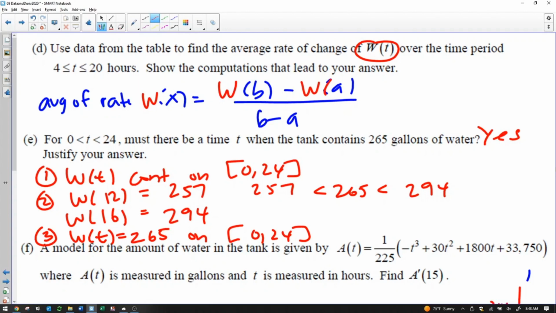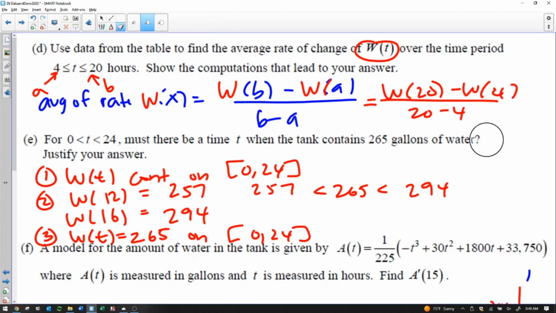And then you have to get the x values that they want you to go between. Do you see here they gave you the x values. They'll always give you the x values. So this is going to be a, and this is going to be b. And you're going to put that right into your a and b. So this will be w at 20 minus w at 4 over 20 minus 4. You guys good with that?